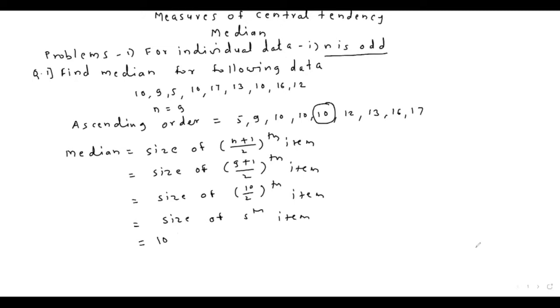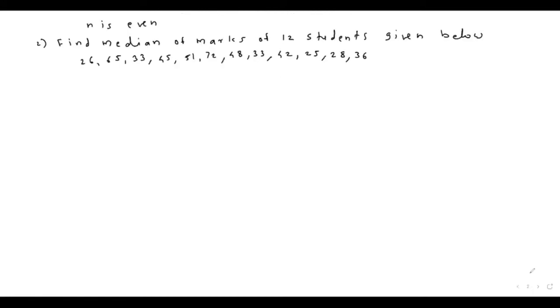Now let me have the next example based on the same type, that is individual data with n is even. So if n is even, problem is find median of marks of 12 students given below. So the n is given, which is 12. So let us arrange these values in ascending order first.